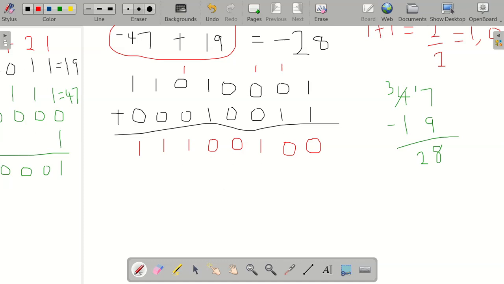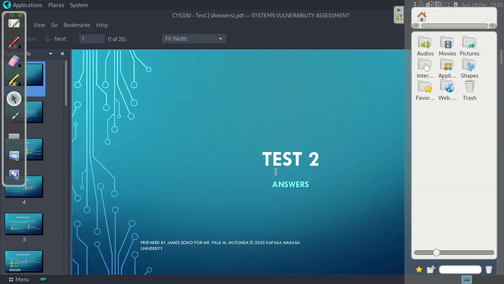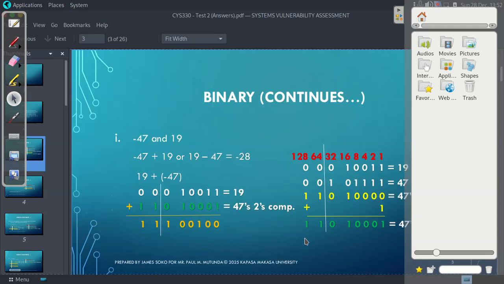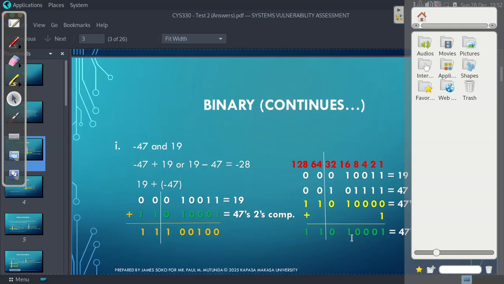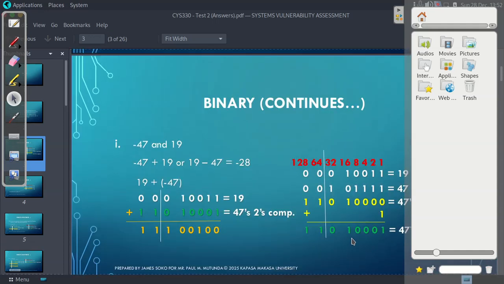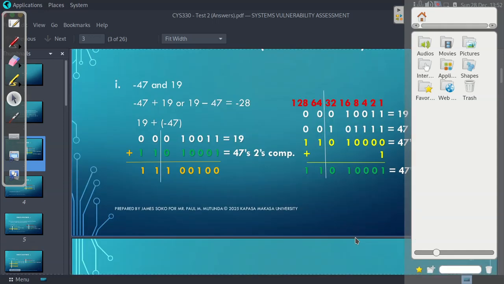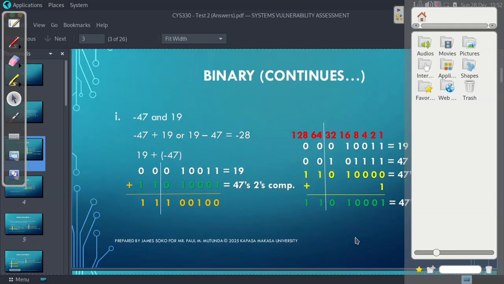So going back to our document, let's just see if that's it. Where is the final answer? Okay, so we can see that here we are getting negative 28. As I have said, we've converted this number now into 2's complement. So here I'm only interested in the final answer. Let me get rid of this.